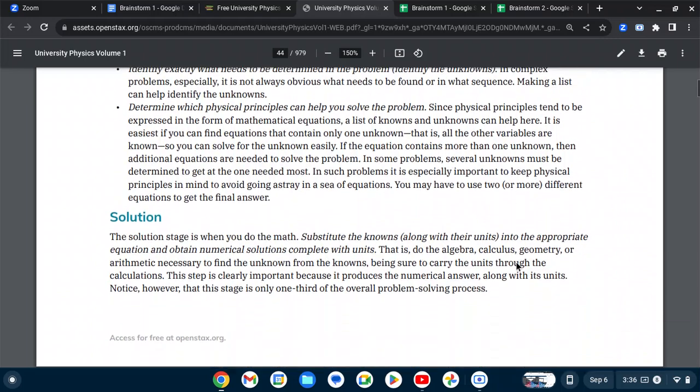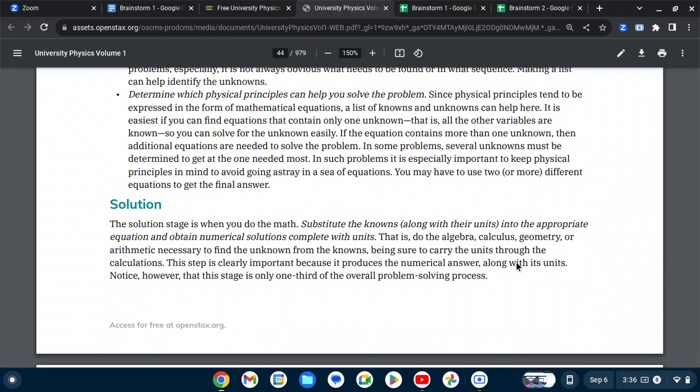Determine which physical principles can help you solve the problem. Since physical principles tend to be expressed in the form of mathematical equations, a list of knowns and unknowns can help here. It is easiest if you can find equations that contain only one unknown, that is, all the other variables are known, so you can solve for the unknown easily.